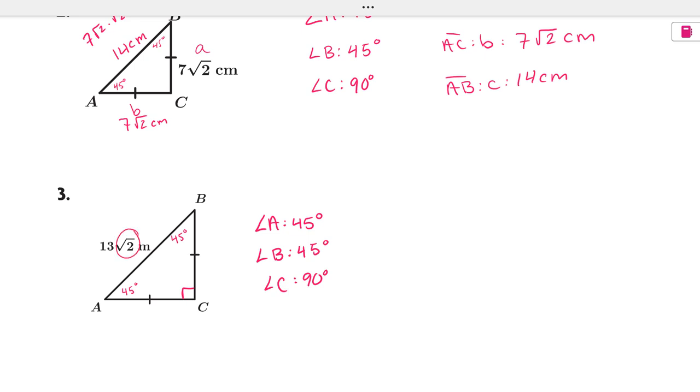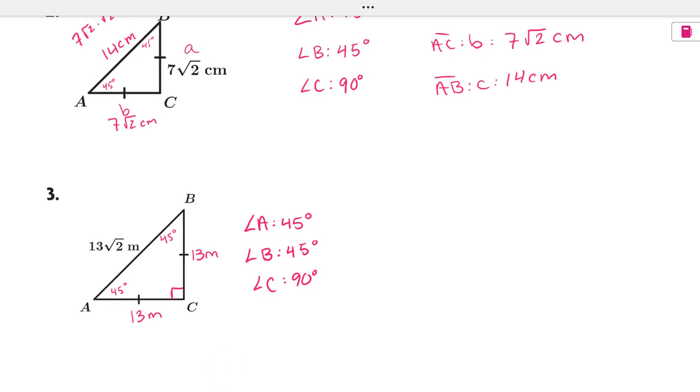We see that the hypotenuse already has the square root 2, which means I want to divide by square root 2 to get my two side lengths. So it just leaves me with 13 meters each. So side BC, or A, is 13 meters. Side AC, or B, is also 13 meters. And we are already given side AB, but I'll write it anyway so we have it all together: 13 root 2 meters.